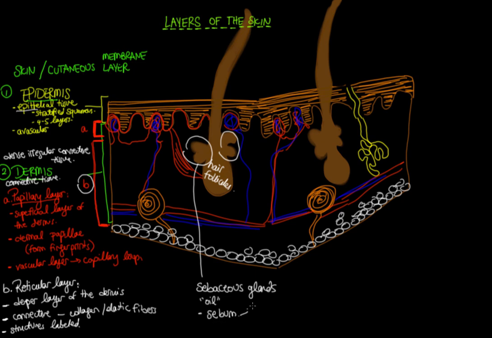Sebum is really important because it helps with moisturizing your skin, but also has a protective function. So it's actually also going to kill the bacteria on your skin surface because it contains lysozyme, the enzyme that can kill bacteria. Another gland that you can see is what we call an eccrine gland or sweat gland. And what you're going to notice is that it has its pore that releases at the surface of the epidermis.